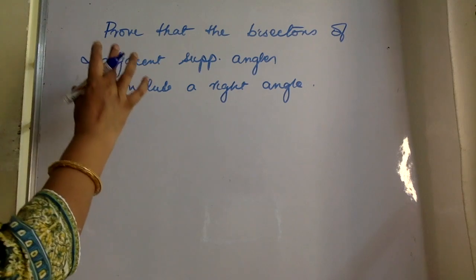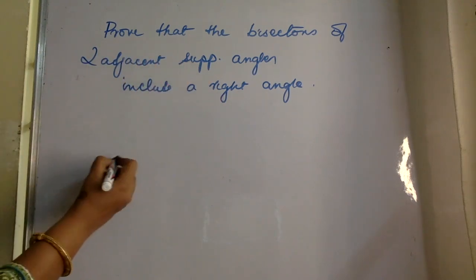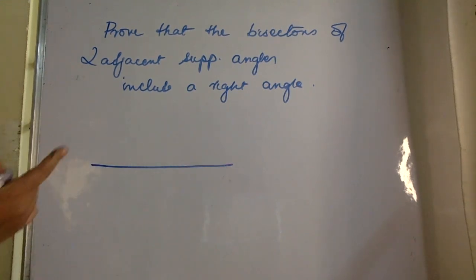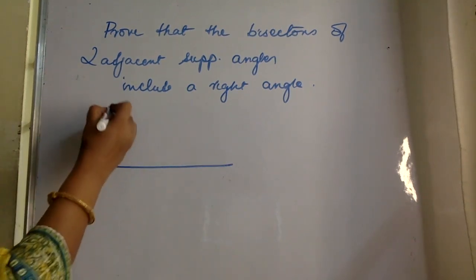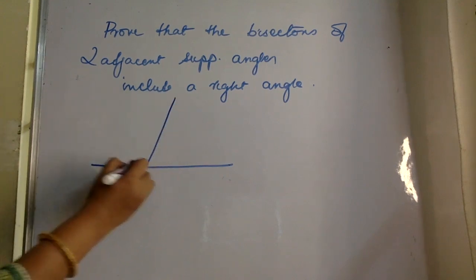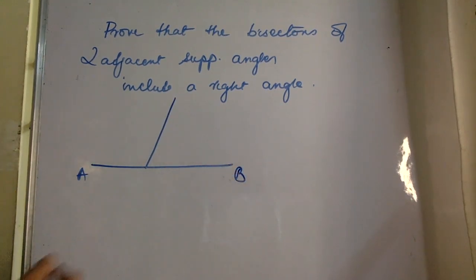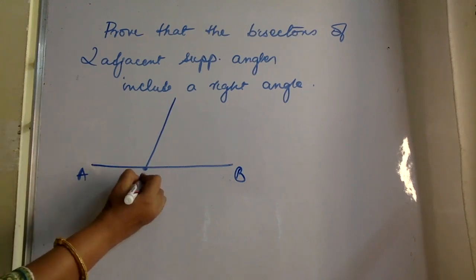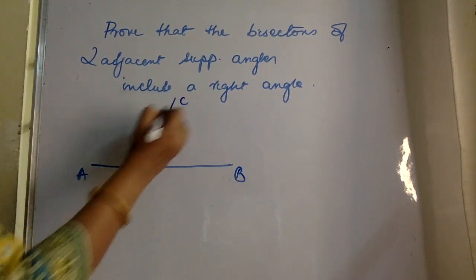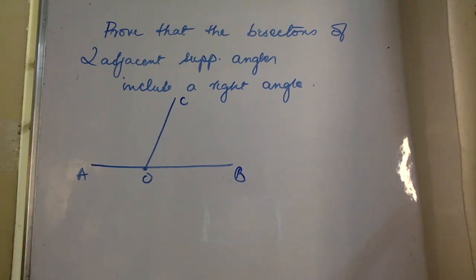Prove that the bisectors of two adjacent supplementary angles... I have told about adjacent supplementary angles right at the beginning of the video. So these are two adjacent supplementary angles. Let me name this as A, B, and this is the point O, and this is C. So these are two adjacent supplementary angles. Now this sum didn't have a diagram, we are making the diagram.